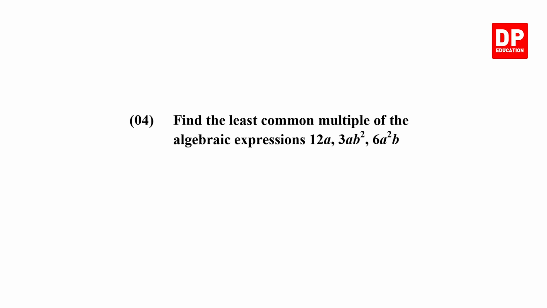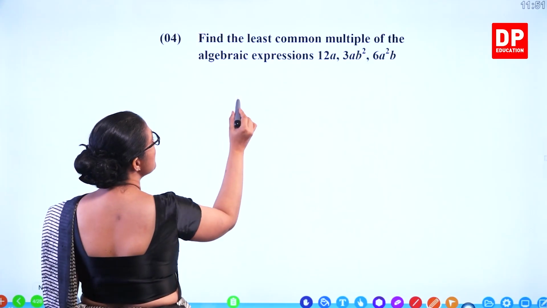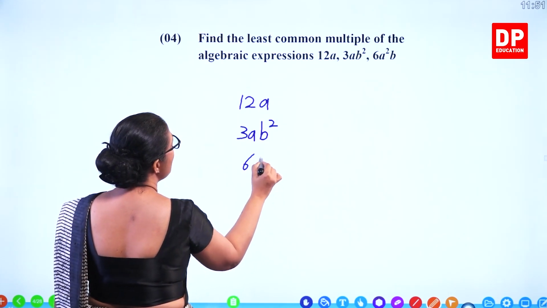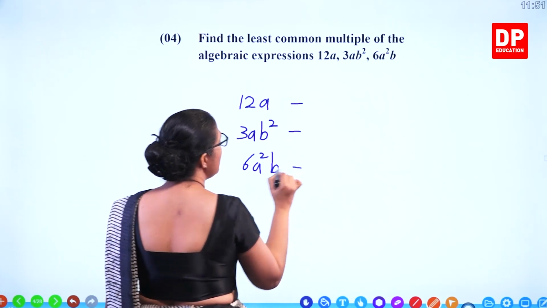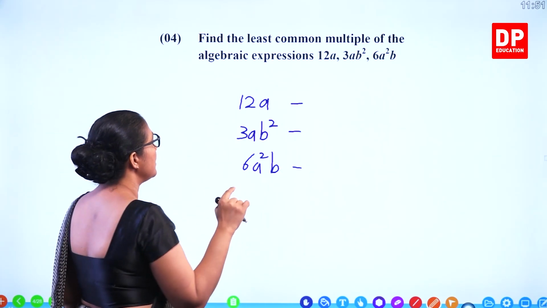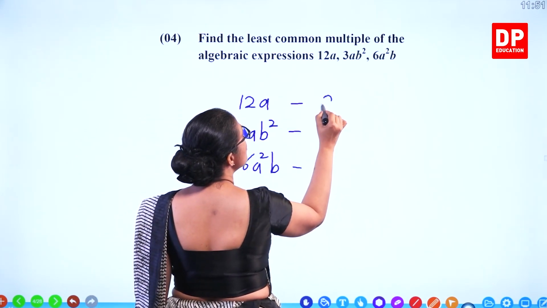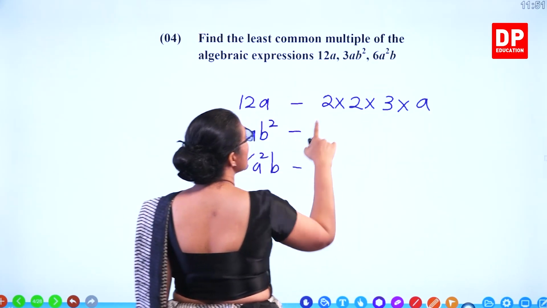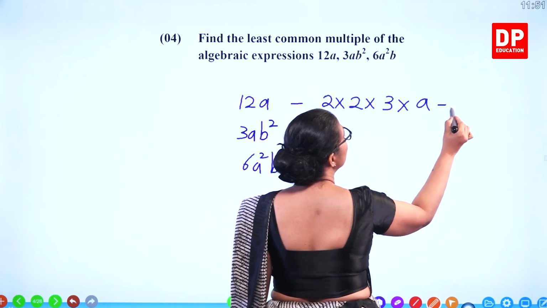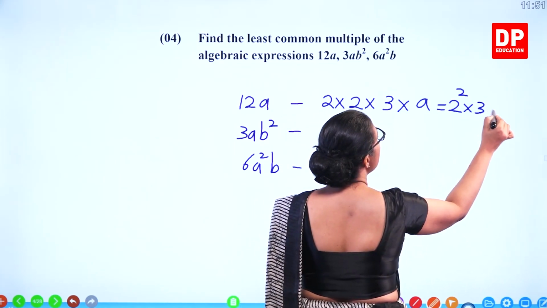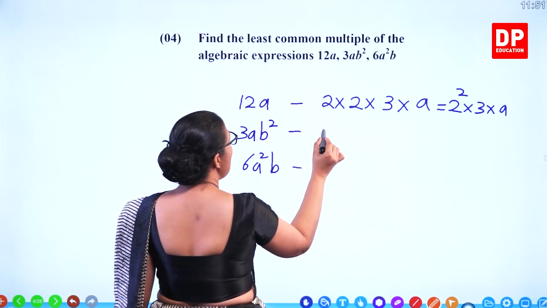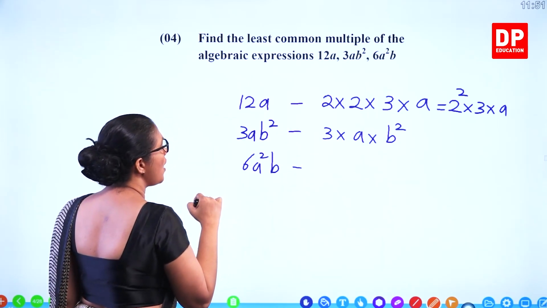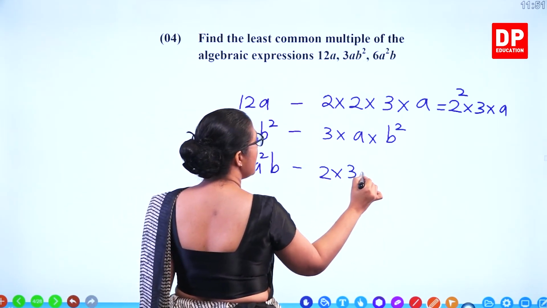Question number 4. Find the least common multiple of the algebraic expressions 12a, 3ab squared and 6a squared b. We'll use the easiest method, not taking all three together. So 12, what are the factors? 2 times 2, 4. 4 times 3, 12. So that means 2 to the power 2, 3 and a. Then 3ab squared. And 6a squared b is 2 times 3 a squared b.